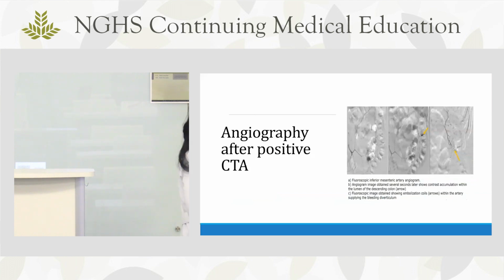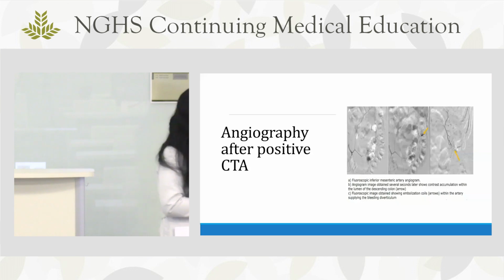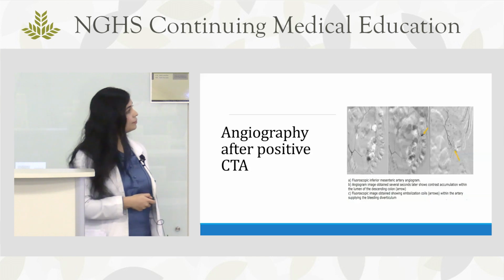So you've had a positive CTA. Now you're going to do an angiography, IR guided. So here is just a fluoroscopy-guided embolization that they've shown here with the arrows where the bleeding is, and then they embolize it, and no further bleeding is noted afterwards. Its success rates are actually really good.